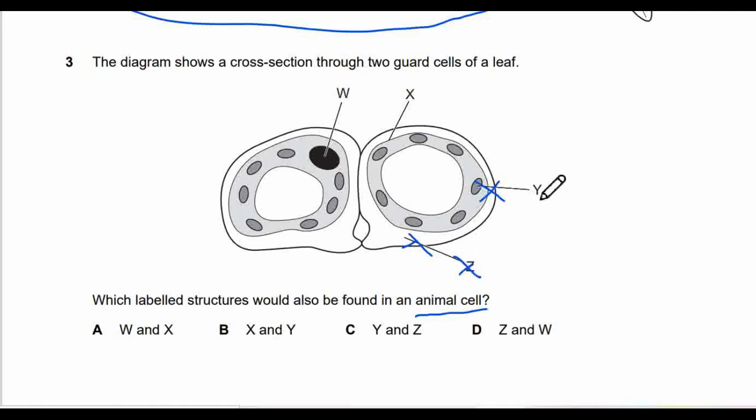So Y and Z are not, Z is not. So the only option is W and X. W is the nucleus of the cell, and X is the cell membrane. So that will be our answer.